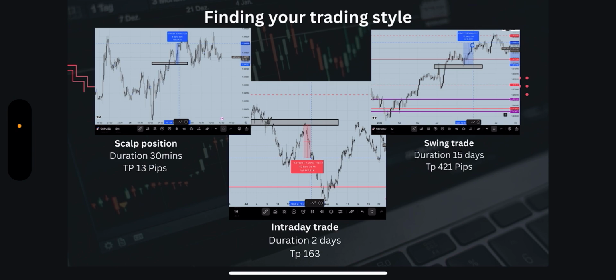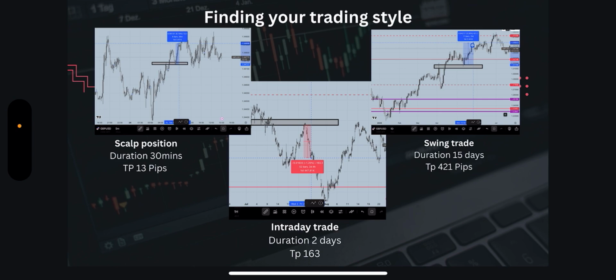So when it comes to scalping, normally your lot size and your position size would be higher because you are risking a less amount of pips. You are collecting a less amount of pips. So you want your position size and your lot size to be a little heavier so that you're still able to hit your target goals.